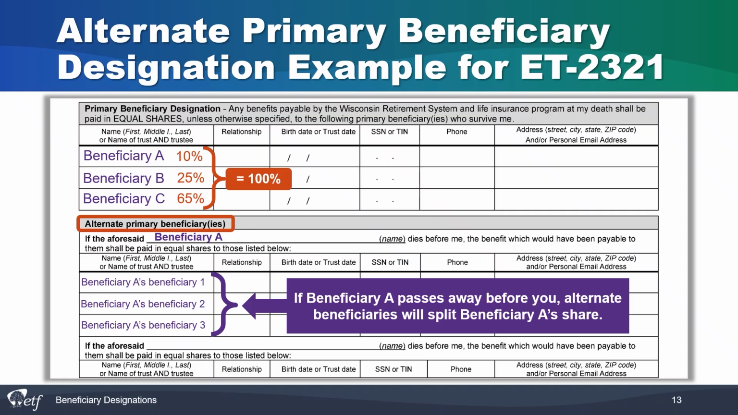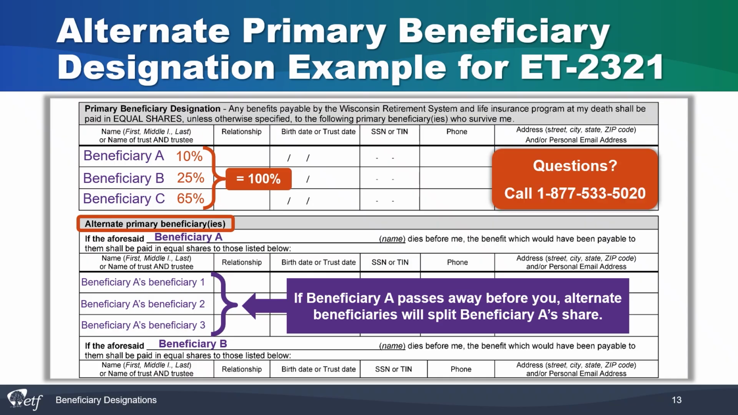In this case, person A's beneficiaries, 1, 2, and 3, would each receive the percentages from beneficiary A's share. The same pattern is followed for beneficiary B and beneficiary C. If you have any questions, call ETF at 1-877-533-5020, and a benefits specialist would be happy to help you.